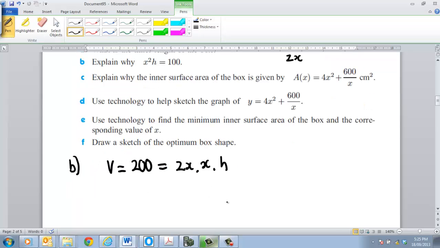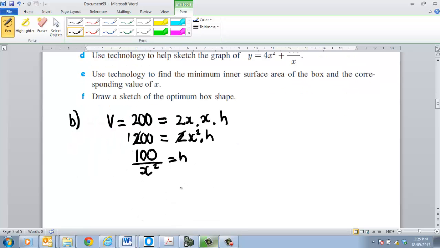So I could say that 200 equals 2x squared times h. You can cancel the 2, so you've got 100 divided by x squared equals h. So we've shown that. You have to explain or show why, which means you've got to do the steps. That's the key idea there.